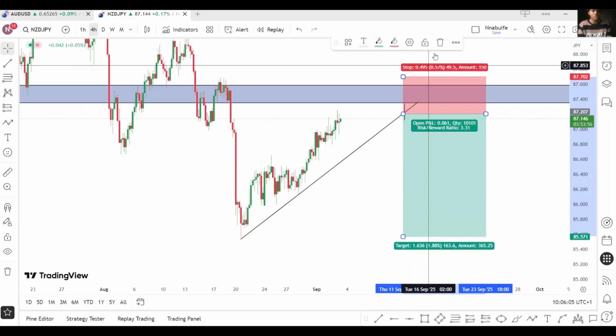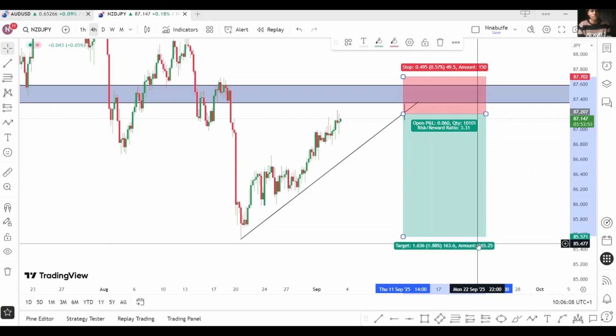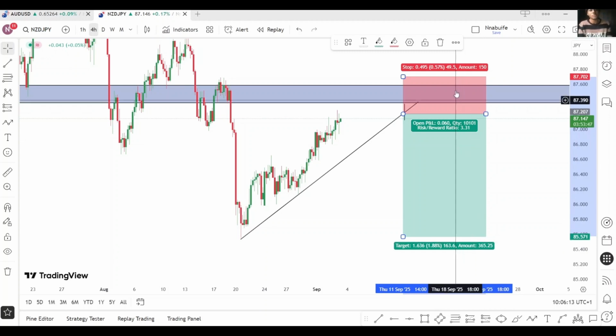My take profits will be here. I see a 1 to 3 risk to reward ratio, risking 49 pips to make 163 pips, which is something wonderful and good. So this is how the setup will potentially play out. This is the pattern I recognize.